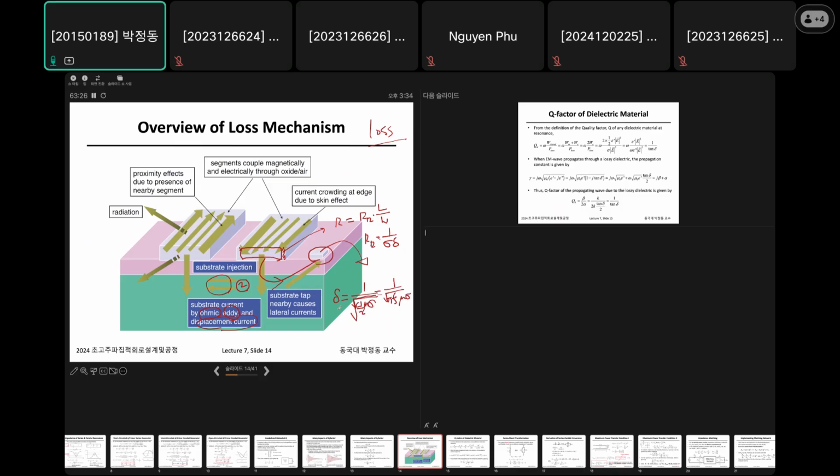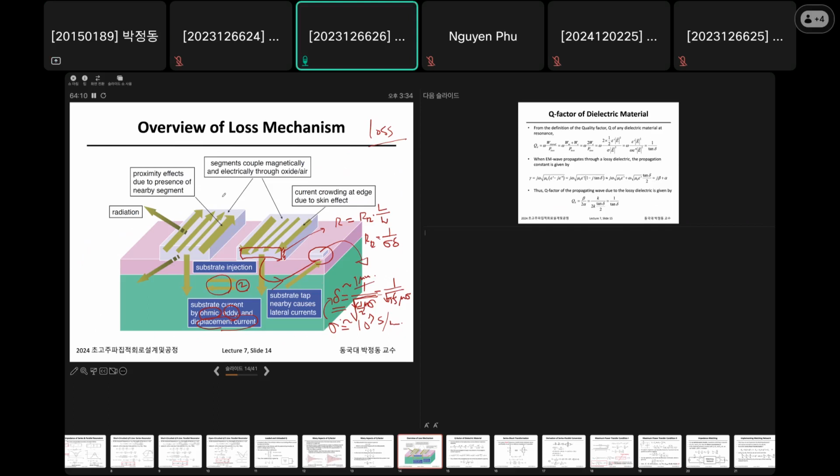So what is the approximate value of this if the conductor is a good conductor whose sigma is around 10 to the 7 Siemens per meter? What is the skin depth at 10 gigahertz? Just say approximately, that's fine. It's approximately less than 1 micrometer. Yes, you remember, right?